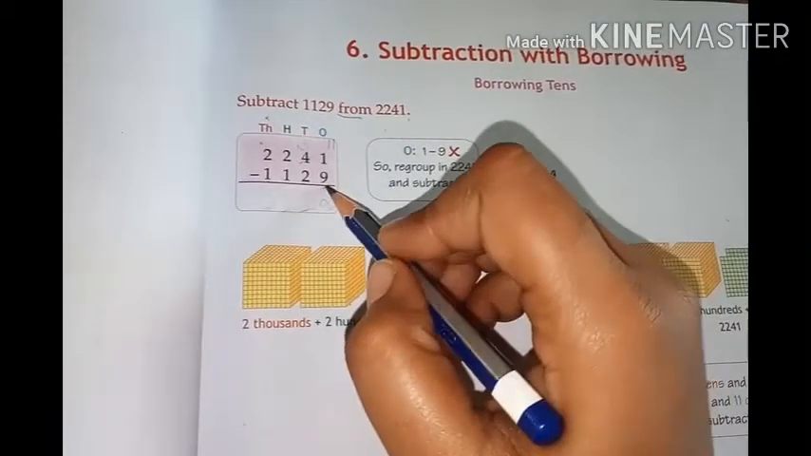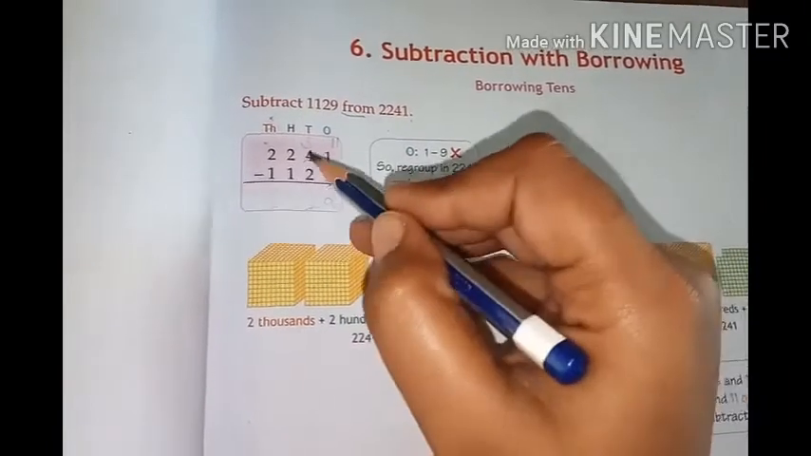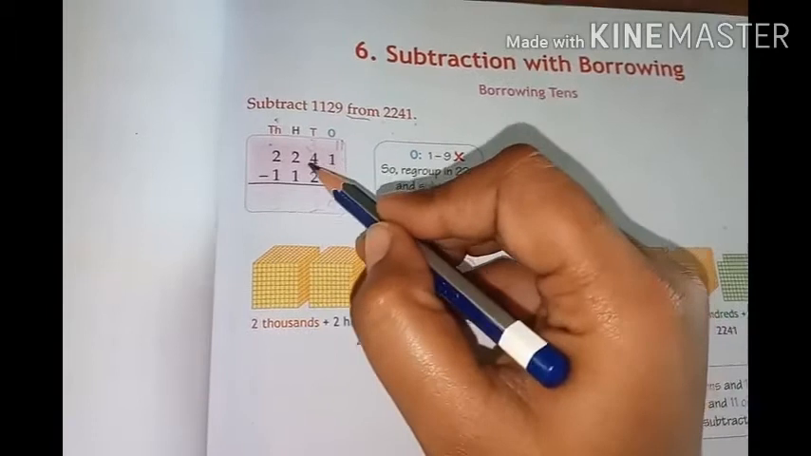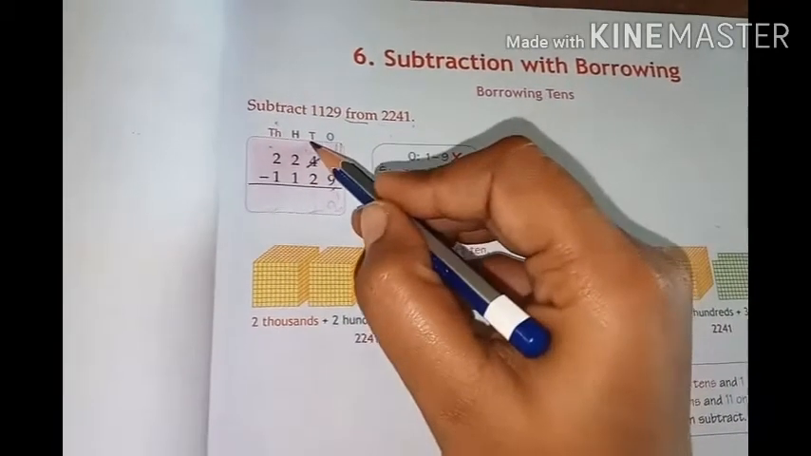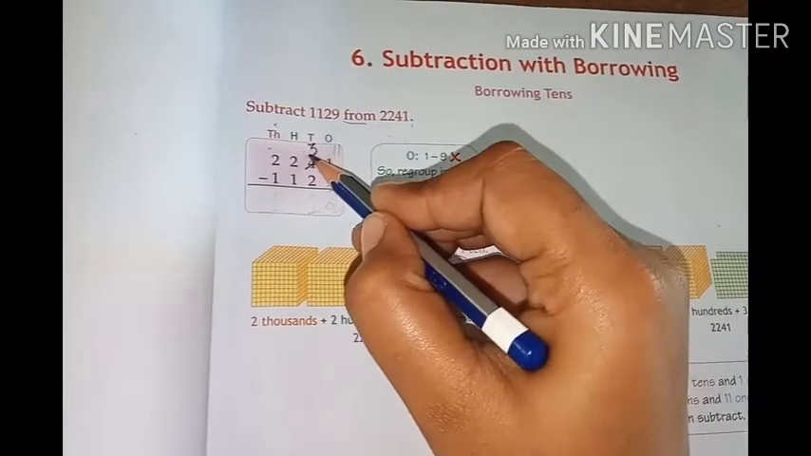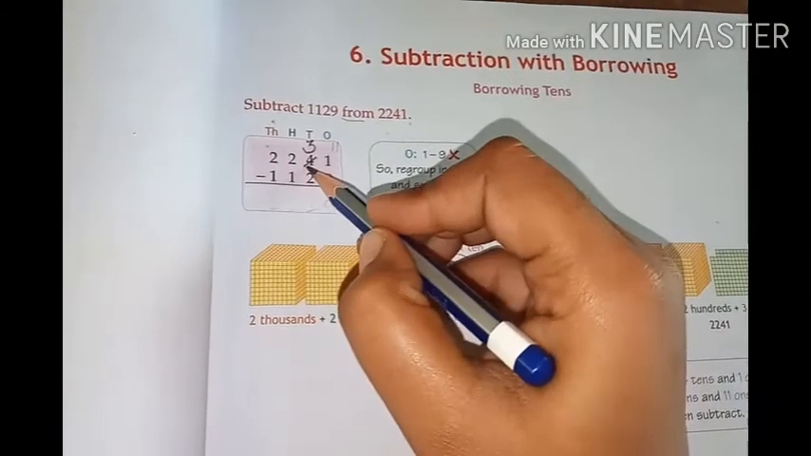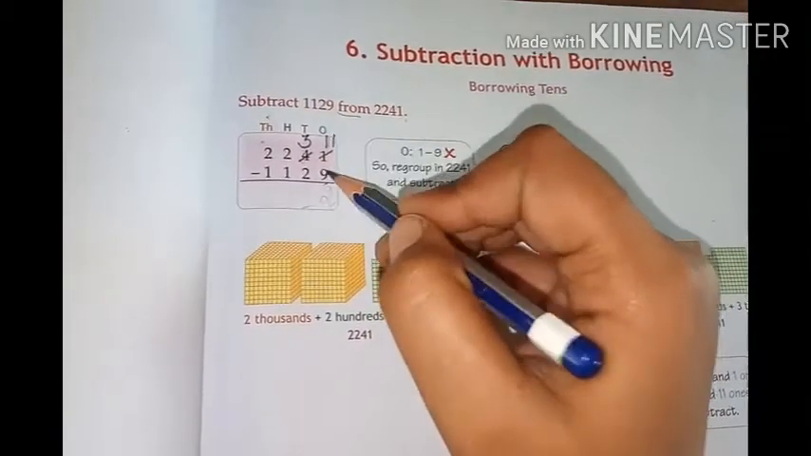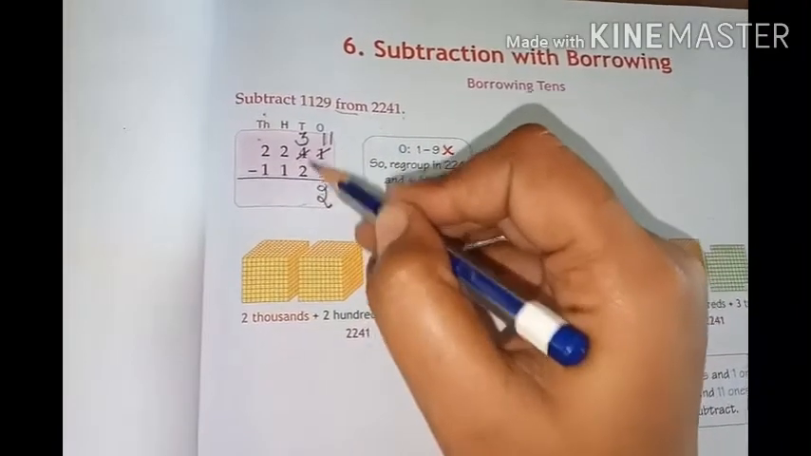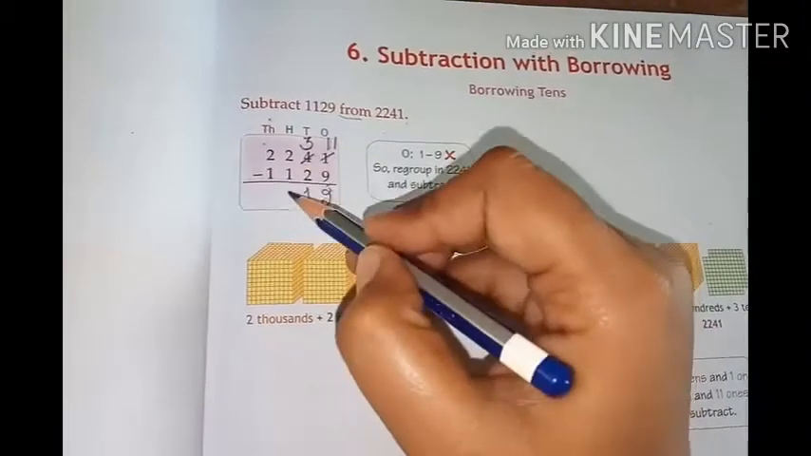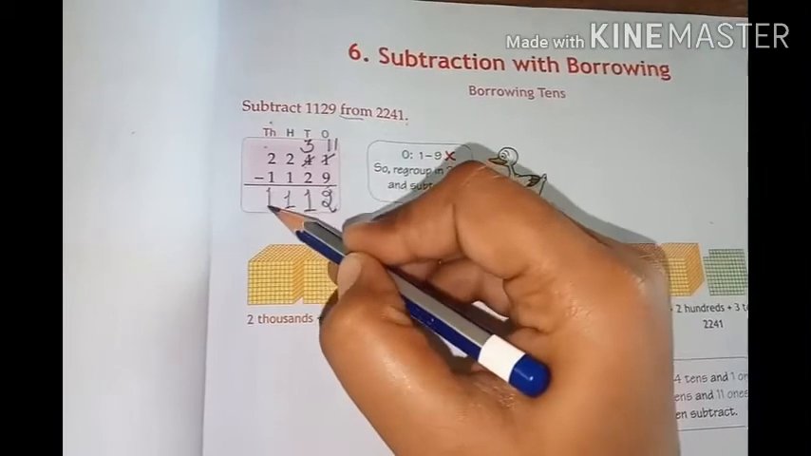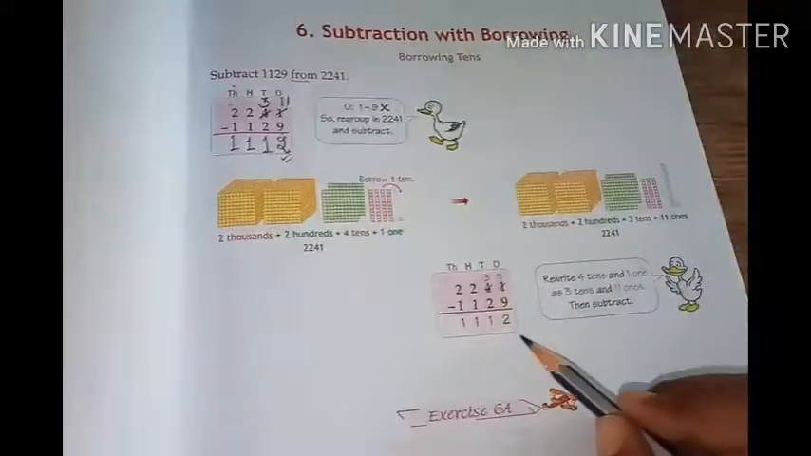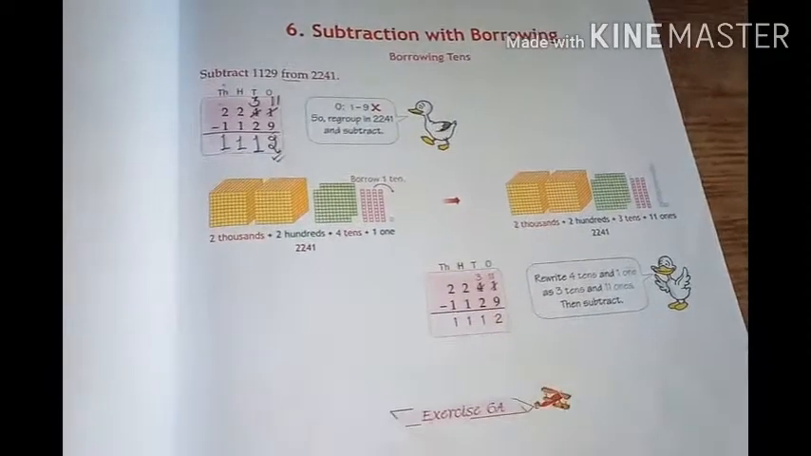1 minus 9. You cannot subtract 1 with 9. So what you will do, you will take 1 borrow from the tens place. So let's cancel this number. If we take 1 borrow from it, this will become 3 because 4 minus 1 is 3, and this 1 will become 11. 11 minus 9 is 2. 3 minus 2 is 1. 2 minus 1 is 1 and 2 minus 1 is 1 and we got our answer. Is it clear? As you can see that our answer is correct.